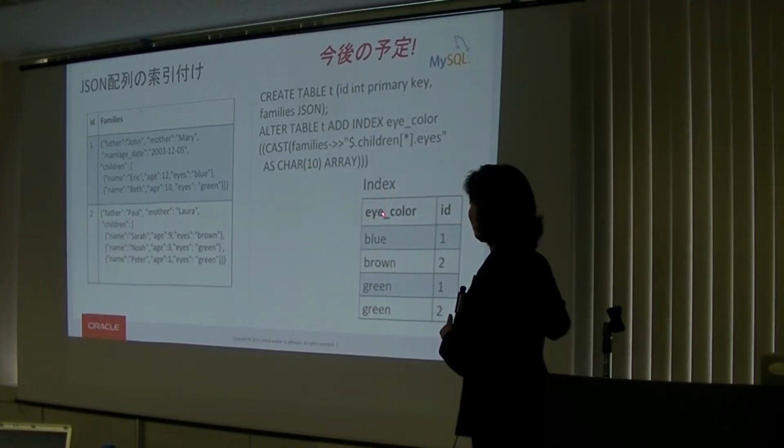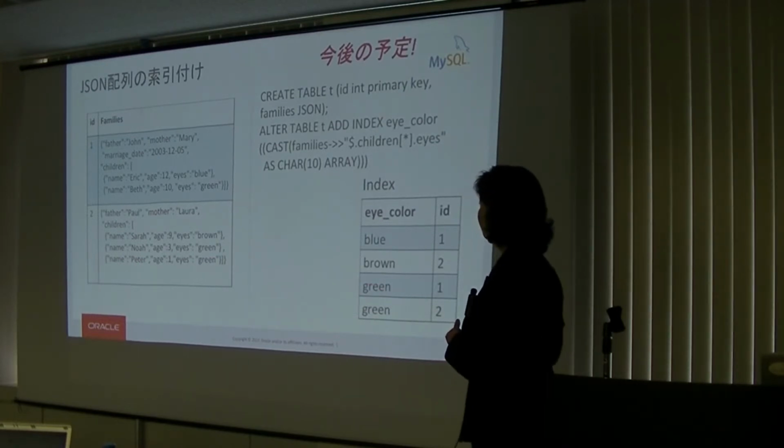Indexes are always sorted. So the eye color blue here means Eric has eye color blue, and the ID is the primary key of family 1. And brown is because Sarah has brown eyes, and the ID is family number 2. And we have green eyes because Beth has green eyes, and Nora and Peter in family number 2 have really nice eyes.